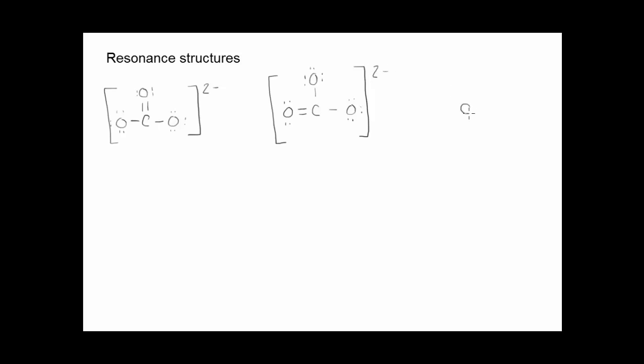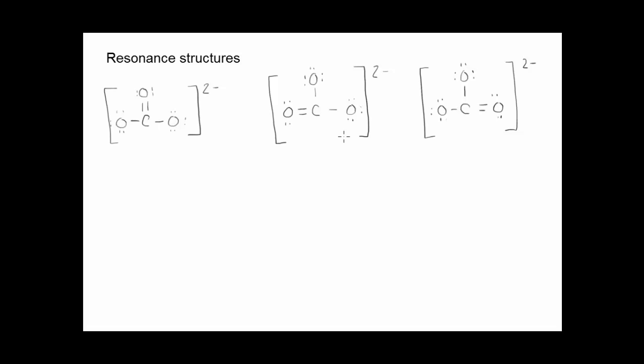And lastly, we can have this scenario where the carbon and oxygen on the right has a double bond and the other ones are single bonds. So all these three are correct Lewis structures.